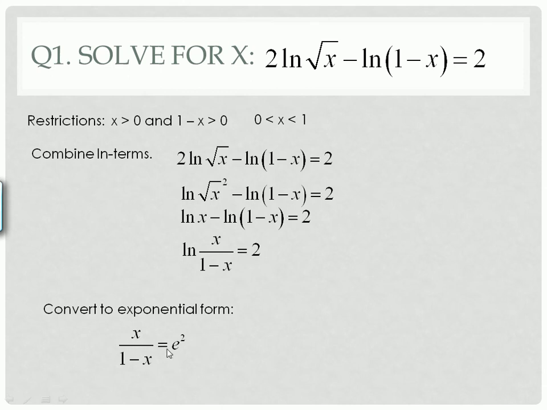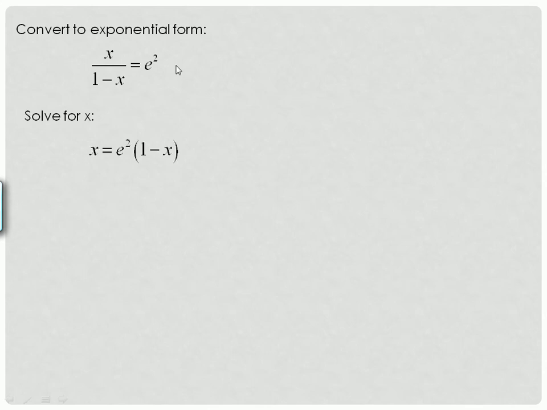And we need to solve for x. So I'm going to bring this to the next page. And start by getting rid of the fraction. I'm going to multiply both sides by 1 minus x. And that'll leave the x by itself on the left side. On the right side, you get e squared times 1 minus x, which you can distribute through by the e squared. To get e squared times 1 is e squared times x is x e squared.